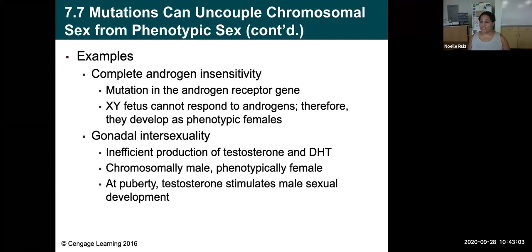Examples: complete androgen insensitivity. It's a mutation in the androgen receptor gene. The XY fetus cannot respond to androgens, therefore they develop as phenotypic females. They don't respond to the hormones as the normal pathway would indicate. So there can be fetuses with XY chromosomes that develop phenotypically as females.